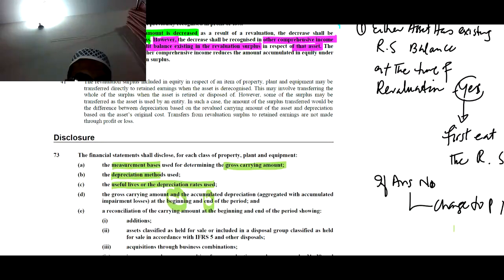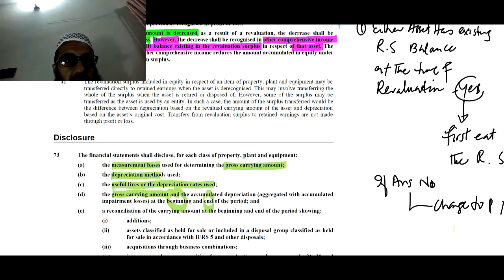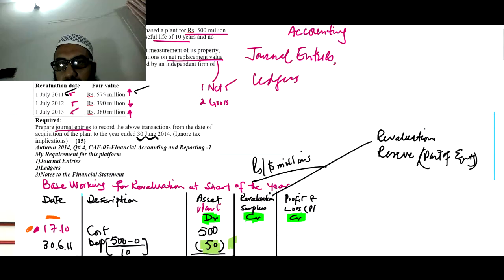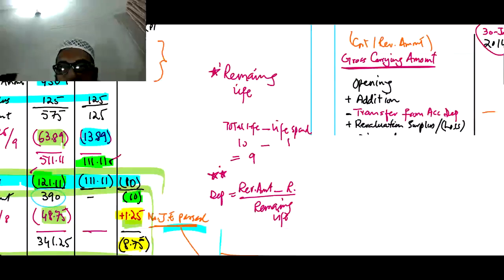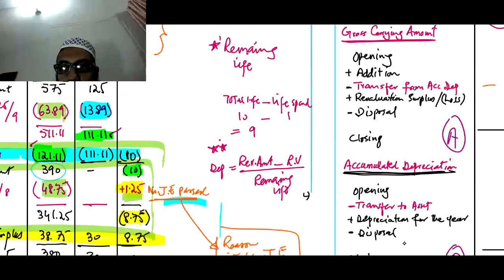Gross carrying amount, we have written beginning and end. Where this has been written, here is beginning and end of the year.